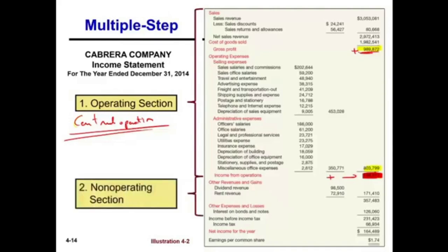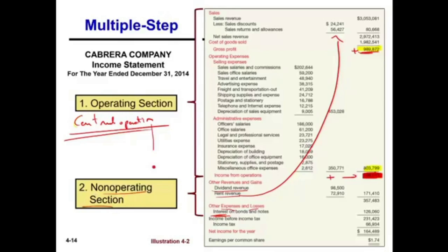Then the company would list their non-operating items. Once again, non-operating items could be dividend revenue, rent revenue. Now, if you're in the renting business, if that's what you do for a living, then rent revenue will be part of your central and ongoing operation. But here, this company, we're going to assume it's not in renting. This company is a merchandiser, so they don't have rent revenue. Also, the company will have other expenses and losses, such as interest on bonds. So the company might borrow money, so they'll have interest. This is part of their non-operating section.